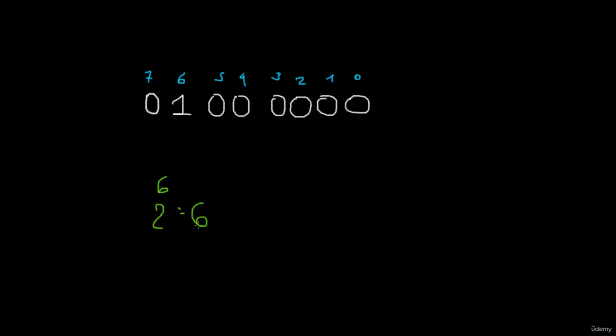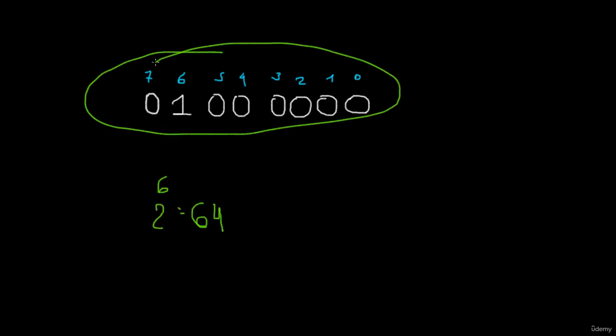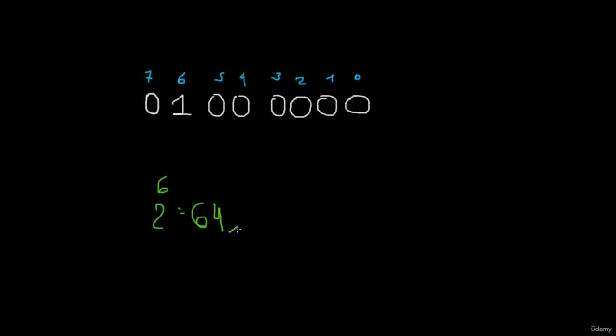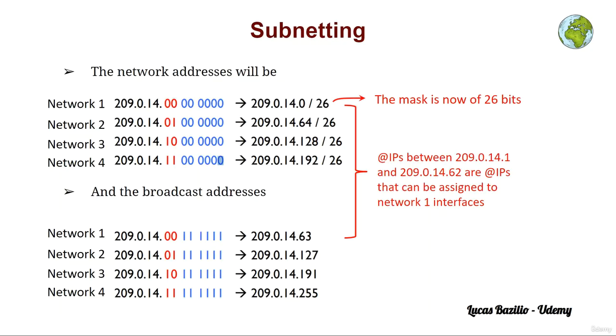This gives us 64. So this value in binary is equal to 64 in decimal. That is why here we see the .64. This is the reason, because this 8-bit number here is transformed to 64.